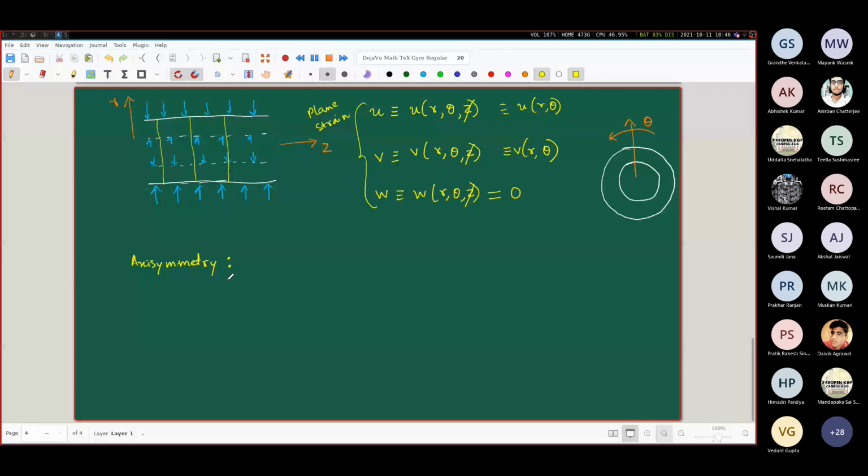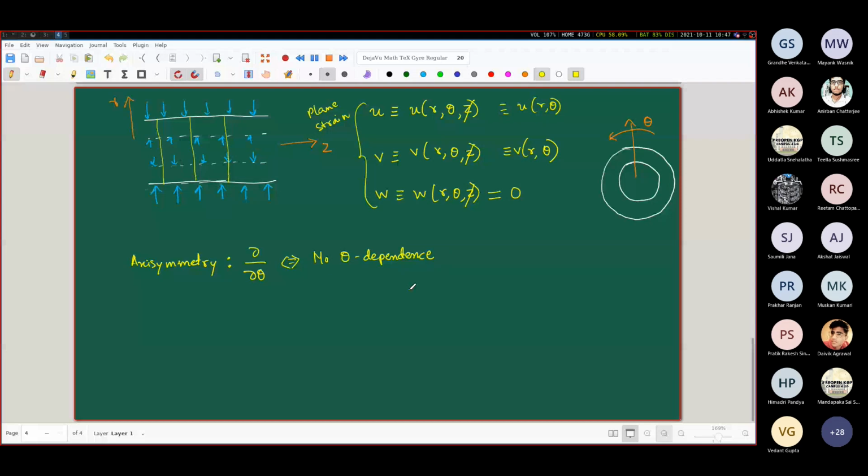We had discussed this previously in the context of the thin-walled pressure vessel also. Tell me, what is it? Axisymmetry, what does it imply? Del by del theta will be 0. Very good. This is the most general thing. Okay, del by del theta is 0. Basically the implication is that there is no theta dependence.